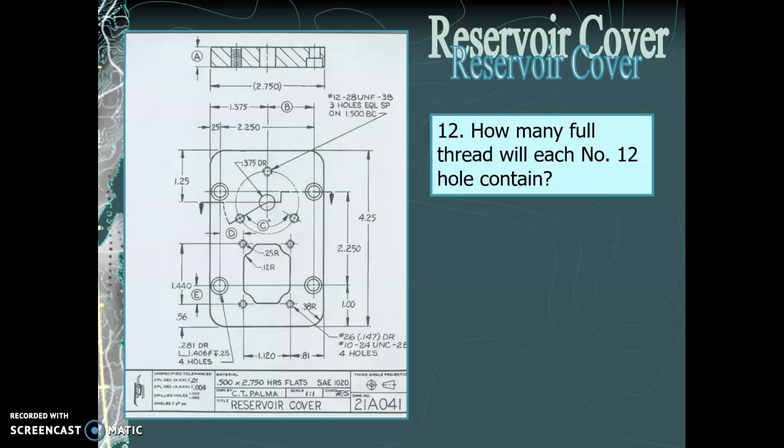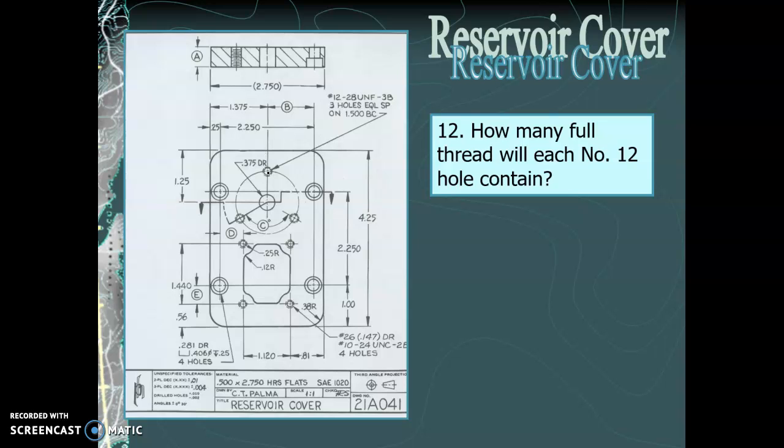How many full threads will each number 12 hole contain? This is probably one of the more challenging types of questions. It's a common type of question that you'll see in an assignment with threaded holes. How many threads are there in each number 12 hole? First of all, we have to find the number 12 hole. If we look down here, nope, that's a number 10 hole with a number 26 tap drill. Up here, there we go. There's our number 12 hole.